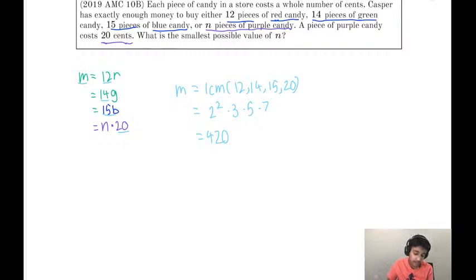So M will have to be at least 420, and it can be more, it can be multiples of 420, but we want the smallest possible value. And the reason is that M is just going to be n times 20. So if you want to minimize the value of n, we want to minimize the value of M. So the minimum value of M is just 420. And from here we can see 420 is n times 20, which means n is 21. Is our answer?